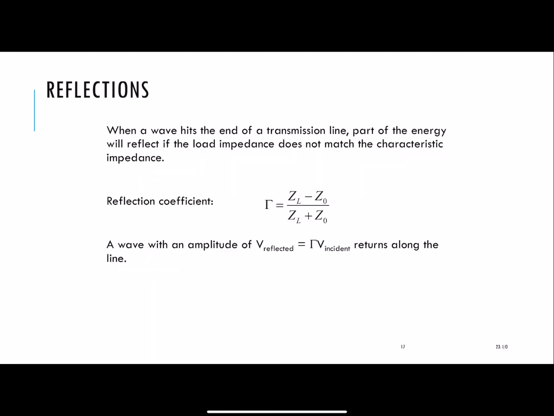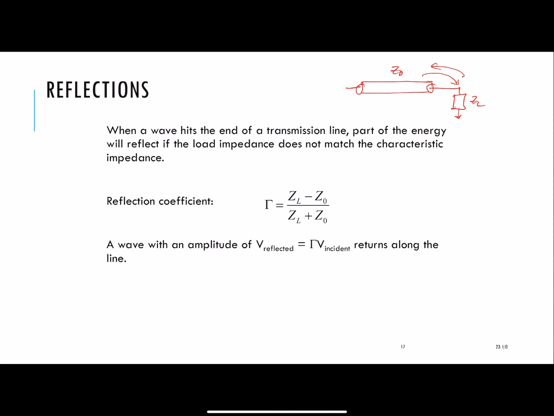Anyway, okay. This is why getting a particular impedance is important: when you have a transmission line and it gets to the end of the transmission line, depending on this characteristic impedance and depending on the load impedance, you might get part of that signal reflected back.